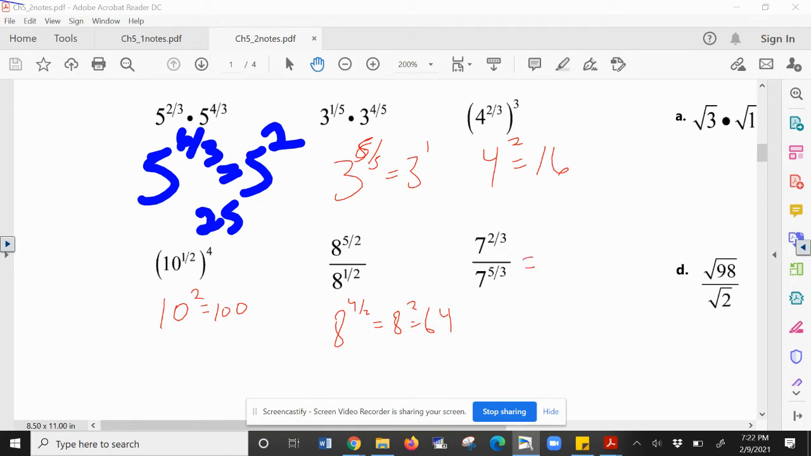And this one over here, I'm going to suggest that we subtract. We could either do it this way. We could say 2/3 minus 5/3 is negative 3/3. So this is 7 to the negative 1, which is 1 over 7. But it would be a whole lot easier to subtract from the bigger number. 5/3 minus 2/3 means that there's more 7s in the denominator. So we have 1 over 7 to the 3/3, which is 1 over 7. Of course, it works out the same. I would always subtract using the larger number and put the base wherever it belongs. So if you have more 7s in the denominator, put it in the denominator. If they're more in the numerator, like the first one we did, you put it in the numerator.